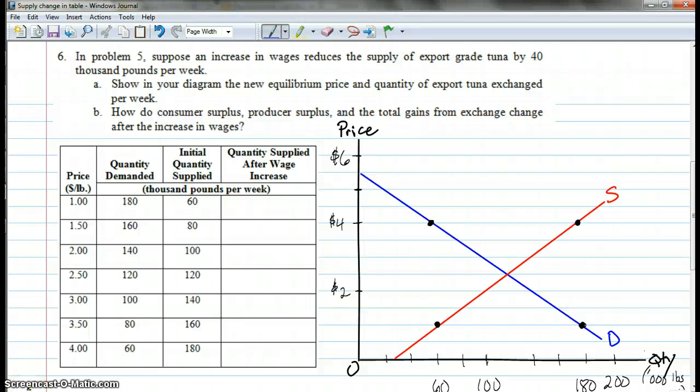In this video, we'll solve problem 6 from the export grade tuna demand and supply worksheet that we handed out in class. That worksheet is also available on your Sakai website under resources. As you can see, I've already drawn the demand and supply curves from the initial data. For example, I've plotted at a $1 price the quantity demanded of 180,000. And I've also plotted at a $4 price the quantity demanded of 60,000, which is here.